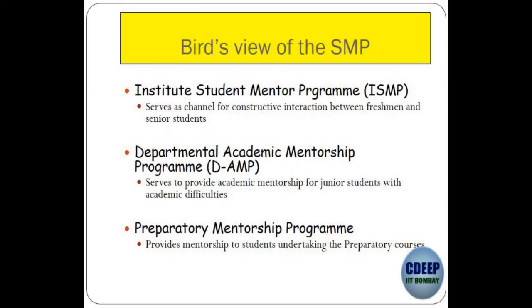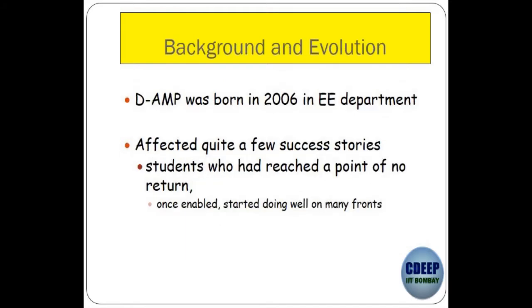Then we have the Preparatory Mentorship Program, which provides mentorship for the students in the preparatory program. Of course, today we don't have the preparatory program because we have several IITs, and the number of students in the preparatory program has dwindled, and the number of activities has correspondingly come down. However, these are the two programs which are essentially meant for the undergraduate students: the Institute Student Mentor Program for the first year students, and the Department Academic Mentorship Program, which is for the senior students in the undergraduate program. Now, as I mentioned to you, the evolution of DAMP is a little different.